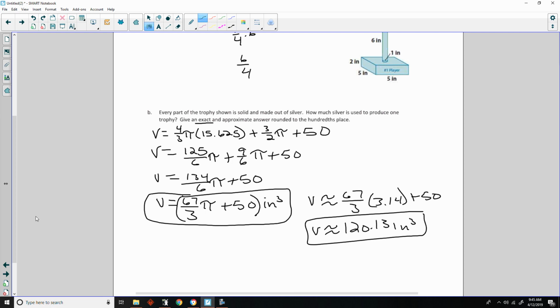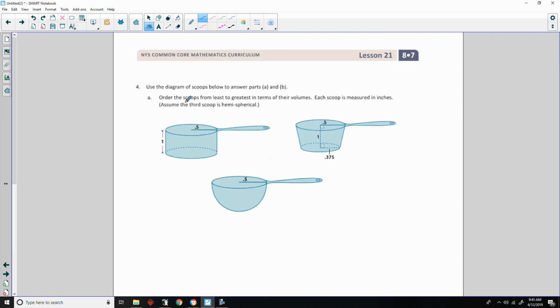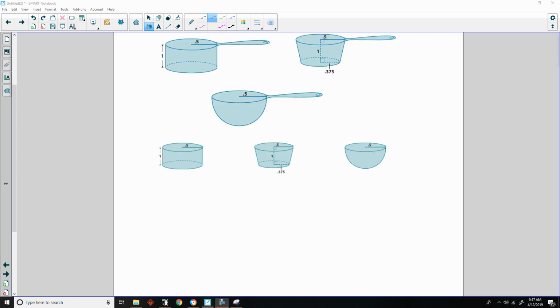Okay, next problem. Number 4 says use the diagram of scoops below to answer part A and B. Order the scoops from least to greatest in terms of their volume. Each scoop is measured in inches. Assume the third scoop is a hemispherical, half of a sphere. This is a truncated cone, remember? If that continued down, we cut the cone off. Okay, and this is a cylinder. So I copied these with the handles removed just to make it more clear.